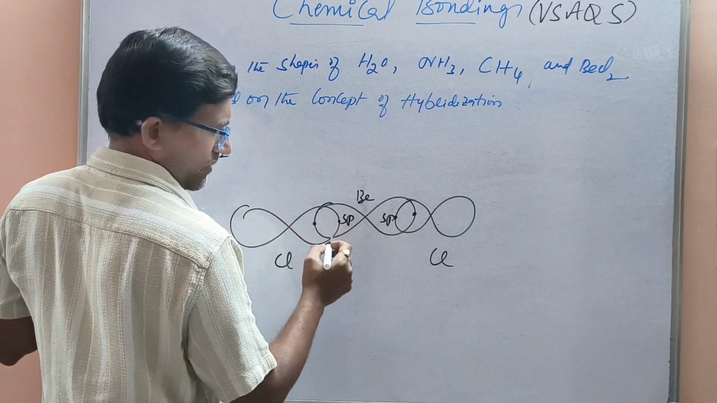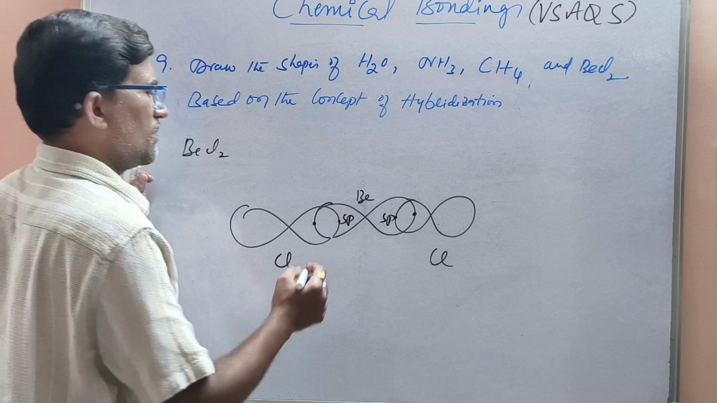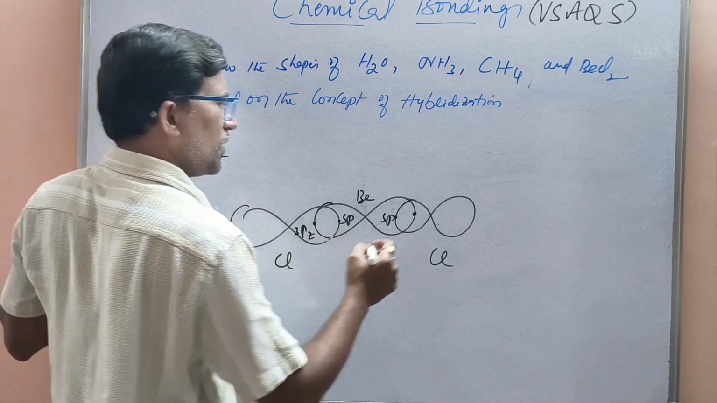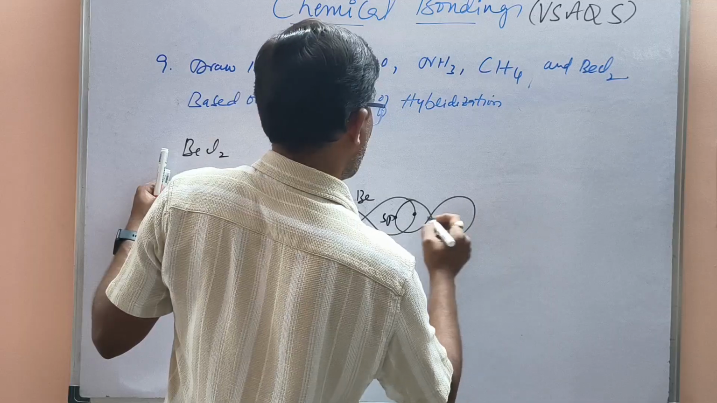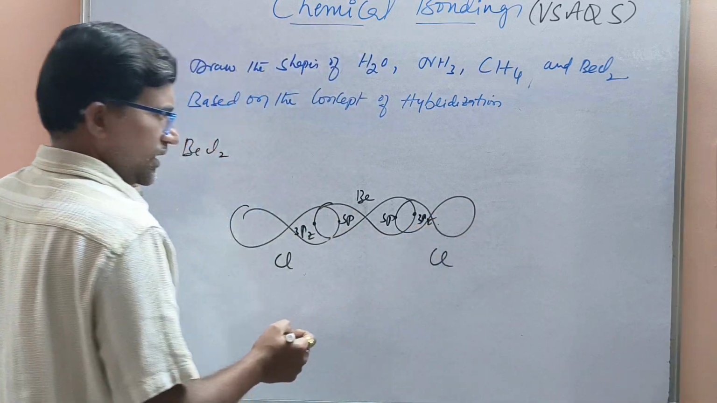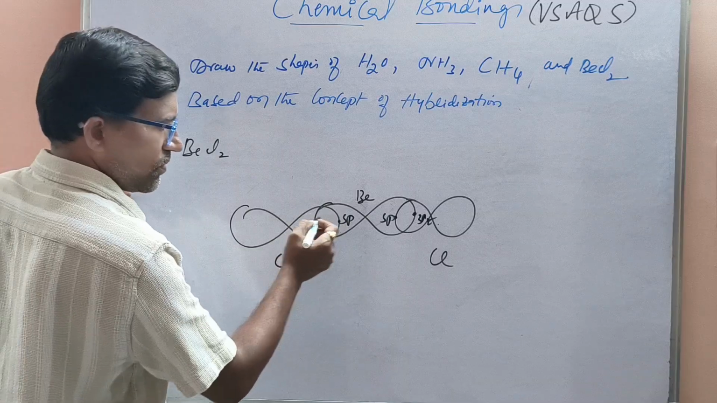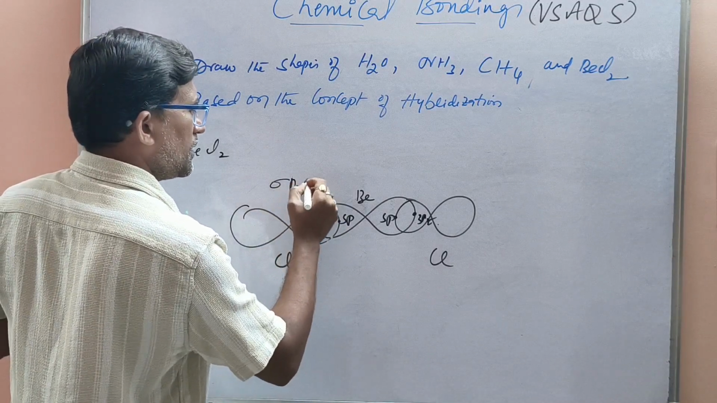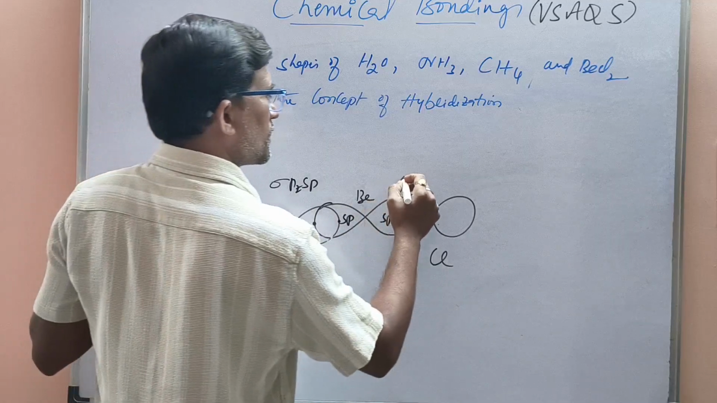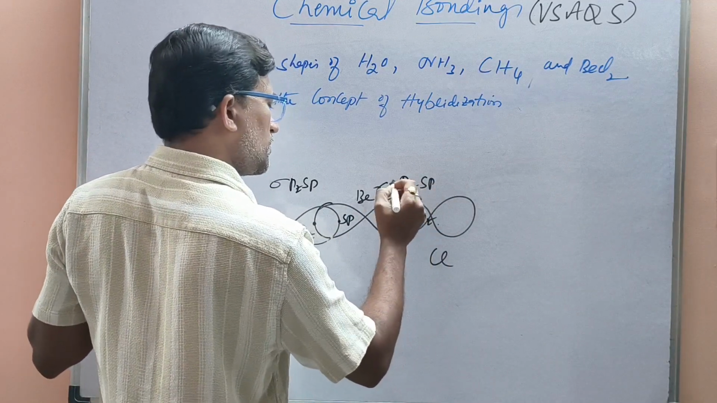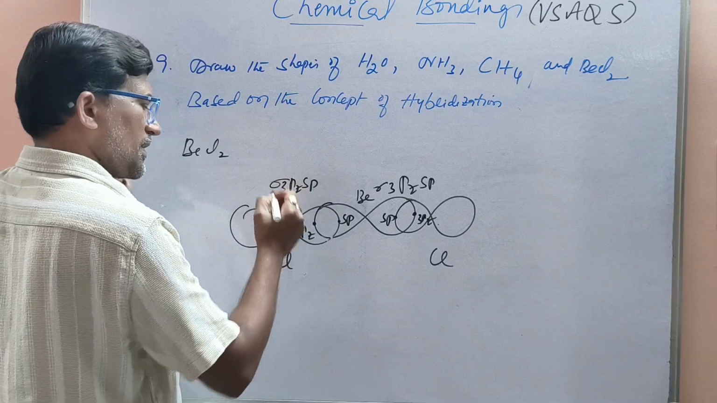Now sp we have here, and this is a pz orbital. That is a 3pz orbital. Clearly if you want to connect 3pz, and here it is 3pz orbital of second chlorine. So the overlapping is end on here. End on overlapping sigma bond. Sigma 3pz-sp, 3pz-sp.